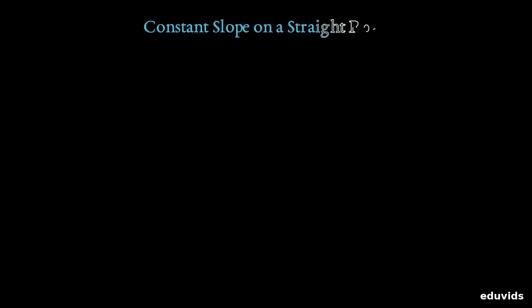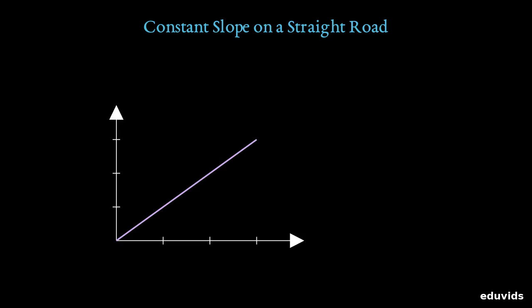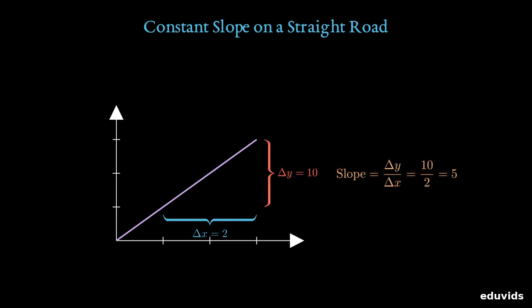Think about a straight road. If you travel 10 miles in 2 hours, your speed is 10 divided by 2, which is 5 miles per hour. This is the slope of a line. Slope is just the change in height divided by the change in distance. On a graph, we call the change in height delta y and the change in distance delta x. Slope is delta y divided by delta x.